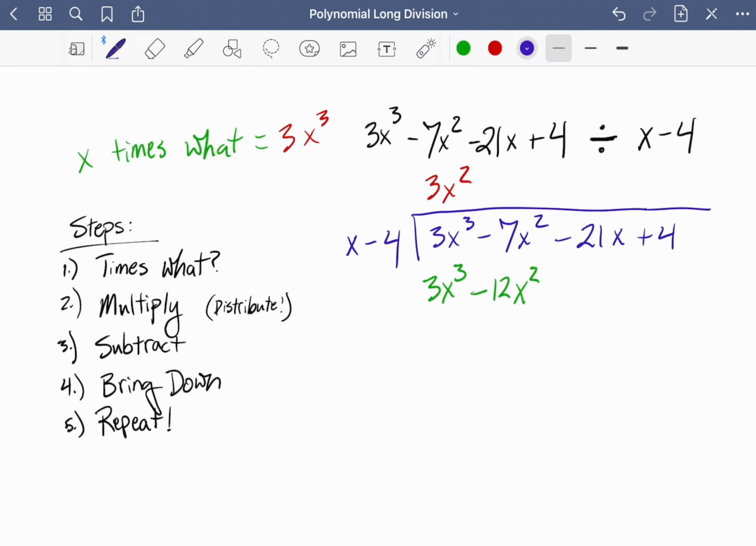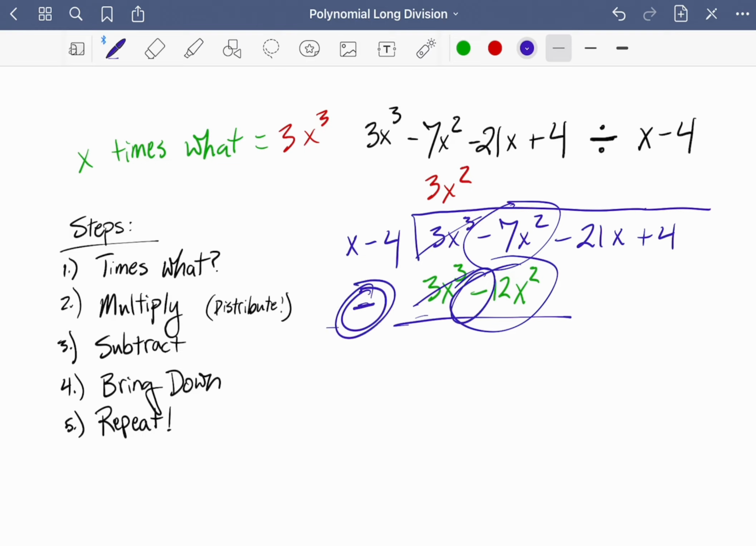Next, we subtract. So I'm going to draw my bar and my subtraction symbol. These guys we know will cancel out. And now here, think to yourself about what this equals for a second. If you said negative 21x squared, you're doing it wrong. Don't forget about that subtraction sign out in front. This is really like negative 7x squared minus negative 12x squared. That minus negative basically changes to a plus. So this turns into positive 5x squared.